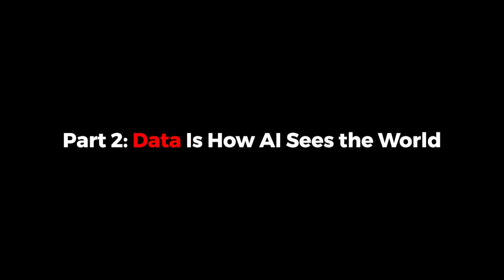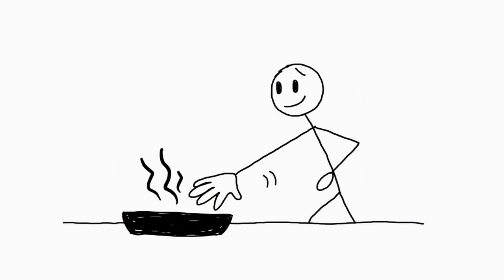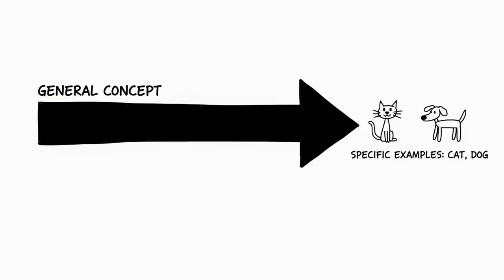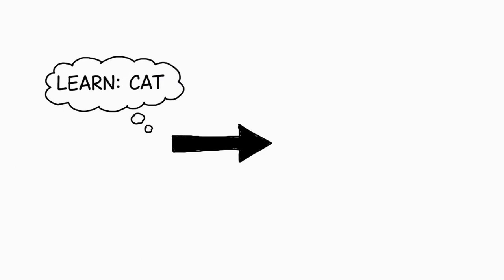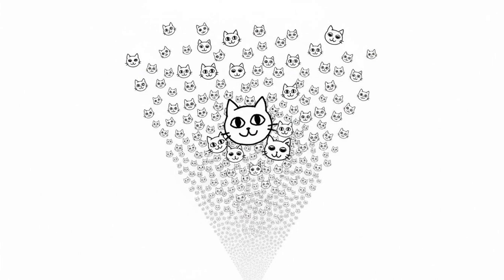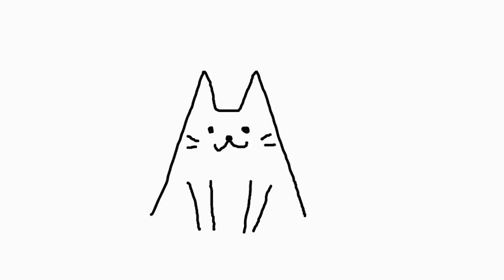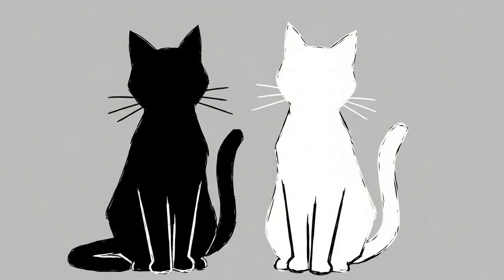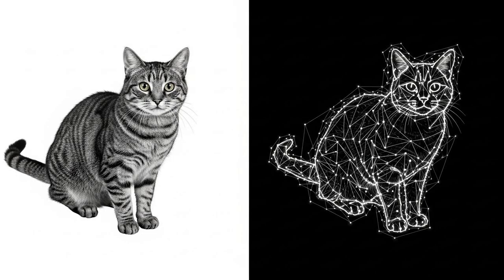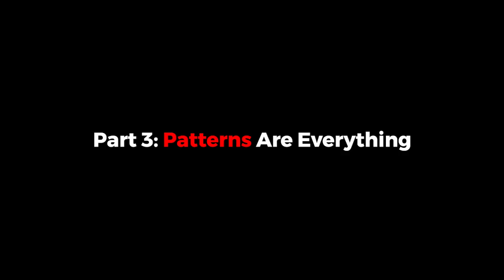Part 2. Data is how AI sees the world. Humans learn by experience. AI learns by data. Data is just information, pictures, words, numbers, sounds. For example, if you want AI to learn what a cat is, you show it thousands of pictures of cats. Not one, not 10, thousands. Some cats are big, some are small, some are black, some are white. The AI looks at all of them. It does not see a cat like we do. It only sees patterns.